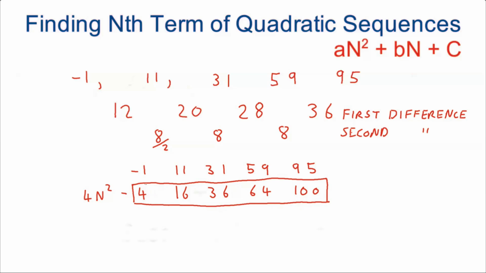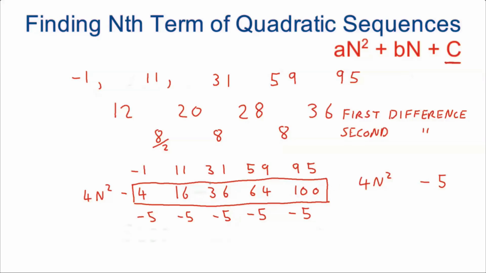We subtract that from our original terms. 4 from minus 1, minus 5, and they're all going to be minus 5. That's 16 from 11, minus 5. Yes, minus 5 all the way along. Now they're all minus 5. There's no difference between them. So it's a constant. This is this bit here, C. So our answer is 4n squared. There's no b term, so b is 0, minus 5.